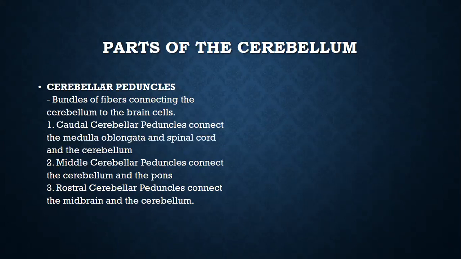Cerebellar peduncles: these are bundles of fibers connecting the cerebellum to the brain stem. The caudal cerebellar peduncles connect the medulla oblongata and spinal cord to the cerebellum, and the middle cerebellar peduncles connect the cerebellum and the pons. Rostral cerebellar peduncles connect the midbrain and the cerebellum.